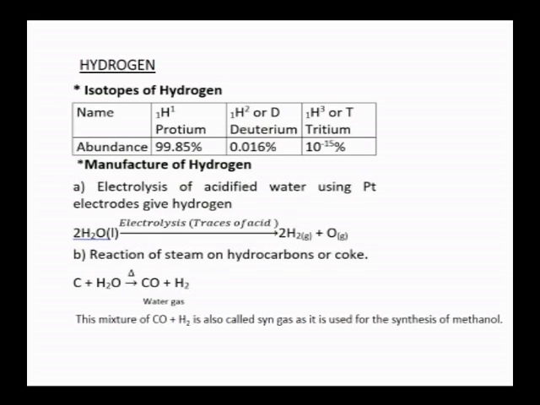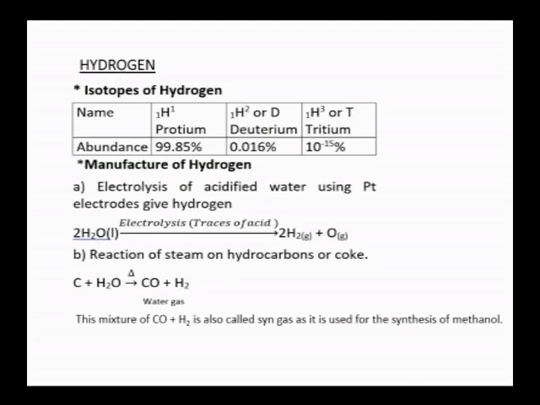So the first topic is hydrogen, and hydrogen has three isotopes: ordinary hydrogen, also called protium, heavy hydrogen or deuterium, and radioactive hydrogen or tritium. Protium is denoted as 1H1, deuterium 1H2 or D, and tritium 1H3 or T. For your information, protium is the only isotope of hydrogen, or the element in the periodic table, which has 0 neutrons in its nucleus.